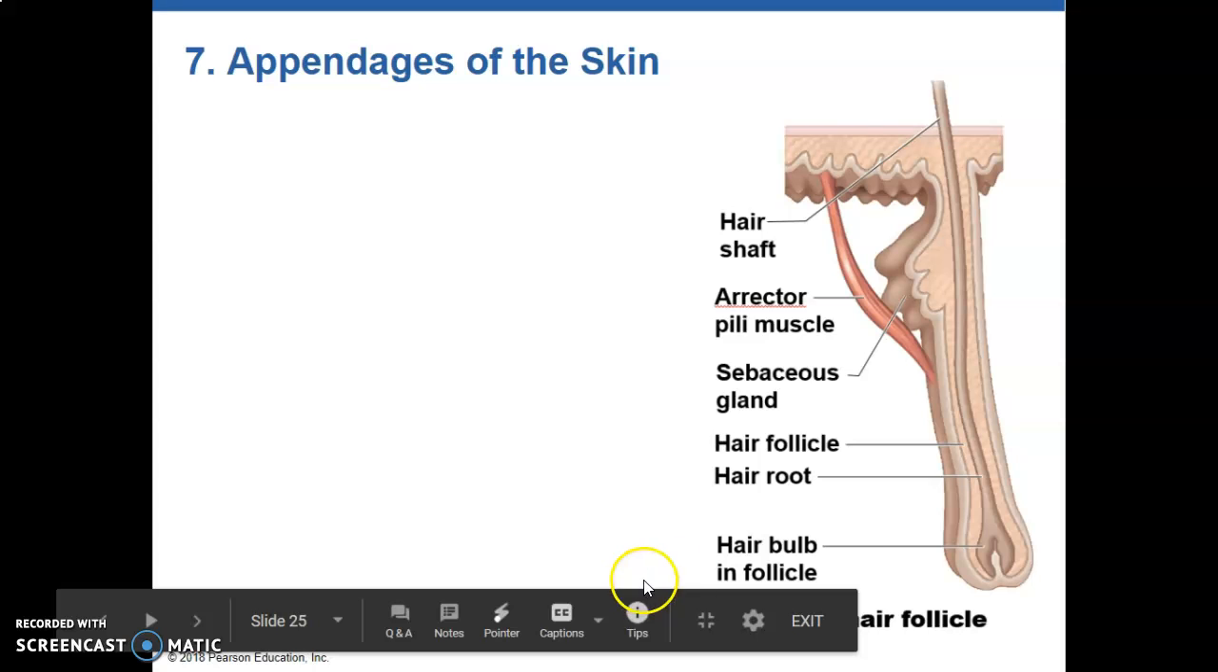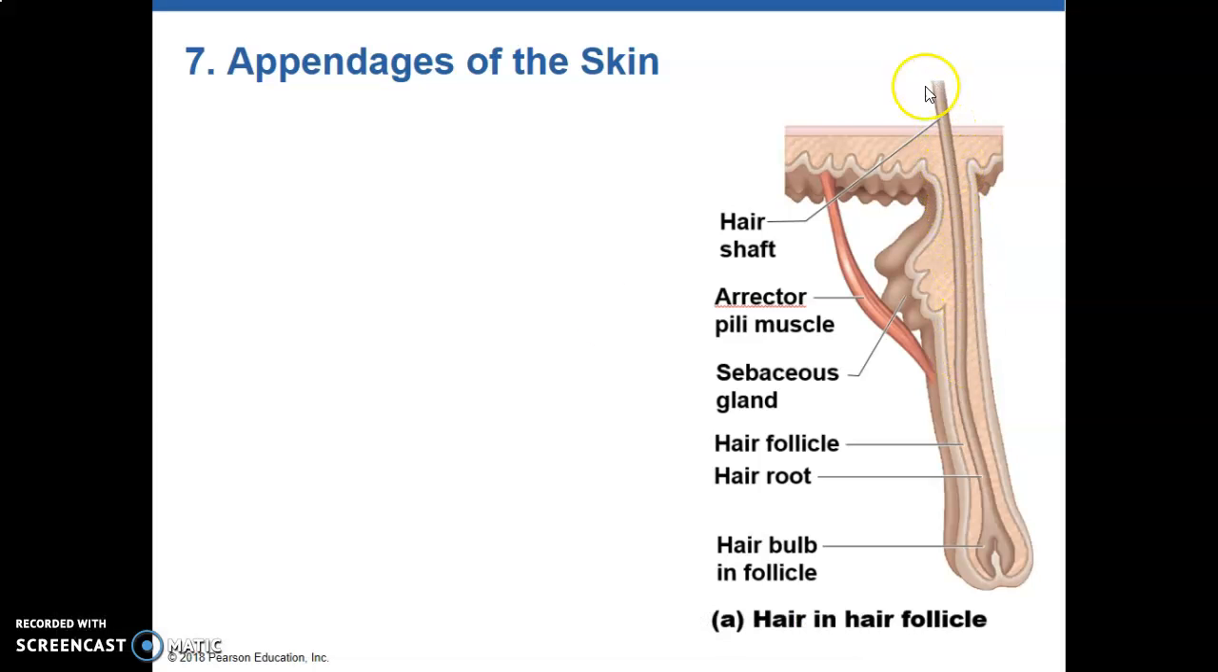Here's a picture of a hair follicle. The hair follicle is down here at the bottom of the hair root, and what we're going to learn is that the hair follicle at the base is the structure that creates the hair. Here is the hair shaft all the way up here.